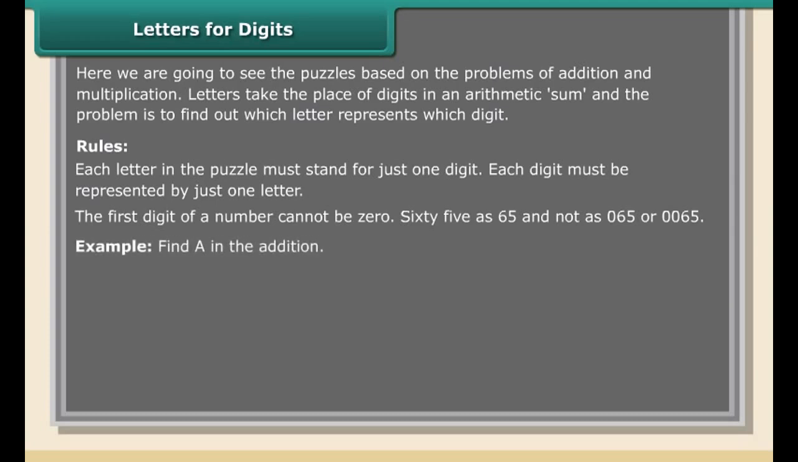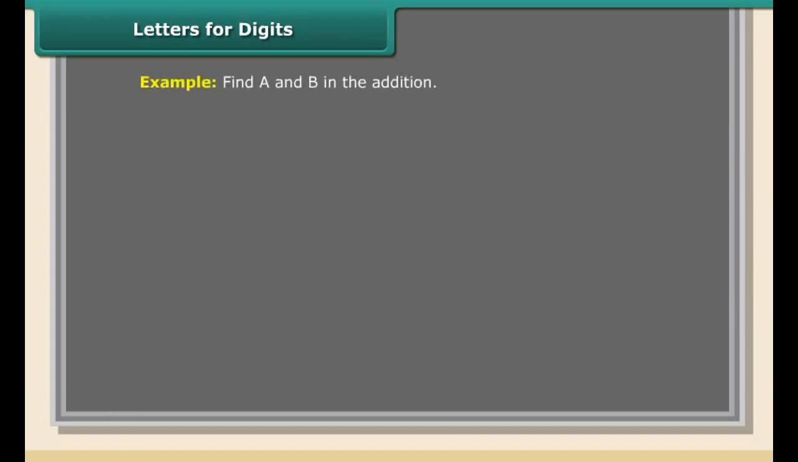Example. Find A in the addition. 51A plus 1A5 is 703. In the ones column, from A plus 5 we get 3, that is, a number whose ones digit is 3. For this to happen, the digit A should be 8.